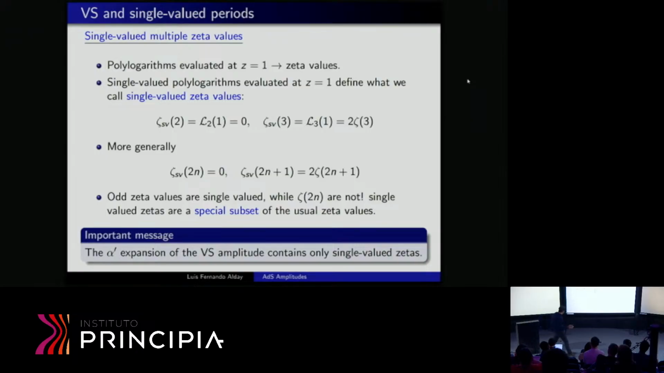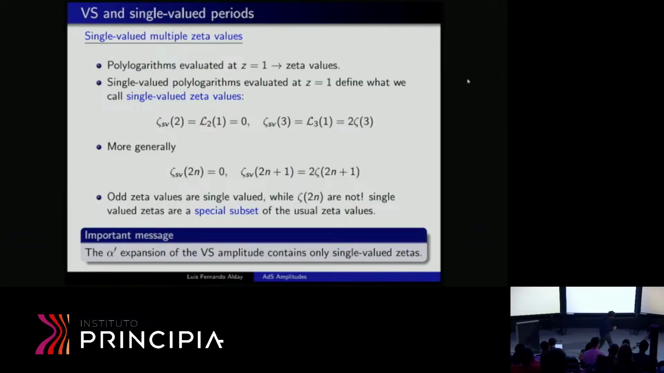And when you have zetas with more than one index, with 2, 3, 4 indices, the single-valued ones are much more rare. For instance, at weight 15, I think, there are about 1,000 zetas, and only 36 of them are single-valued, and those are the 36 that appear when you compute closed string amplitudes. So it is something quite magical. Beautiful. Any questions about this?